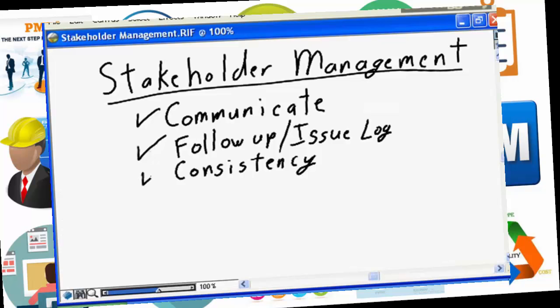Consistency is key. As discussed in the issue log, if you promise to do something by close of business tomorrow and you're unable to deliver by close of business tomorrow, make a phone call, send that instant message, send an email that says, I made a promise. Due to these difficulties, I'm unable to complete it, but I believe I will be able to satisfy that by noon tomorrow.